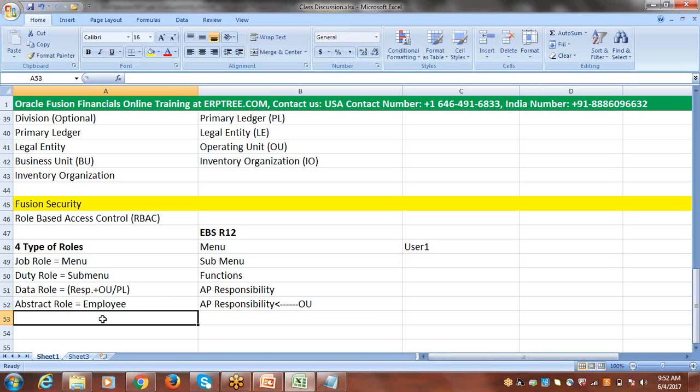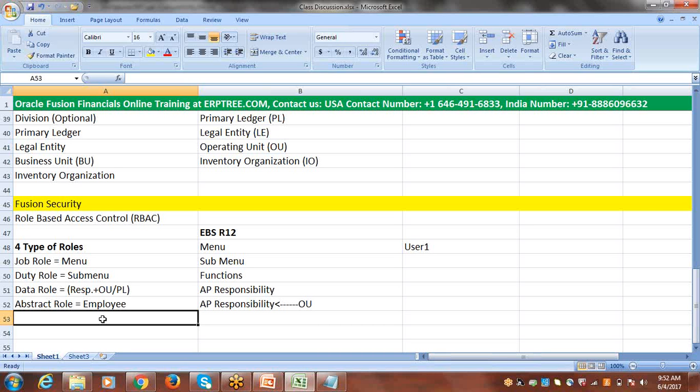So we have 4 types of roles: job roles, duty roles, data roles, abstract roles. Job roles are equal to menus in EBS. The menu concept they introduced in Fusion as job roles. The EBS submenu concept they introduced as duty roles. EBS responsibility, which is mapped with the primary ledger and operating unit, that combination they introduced in Fusion as data roles. And the other role is abstract role.